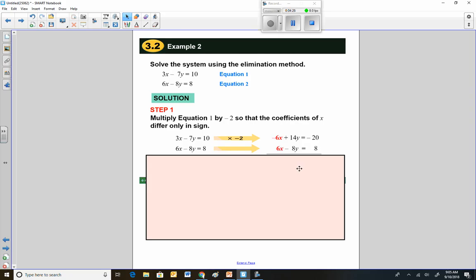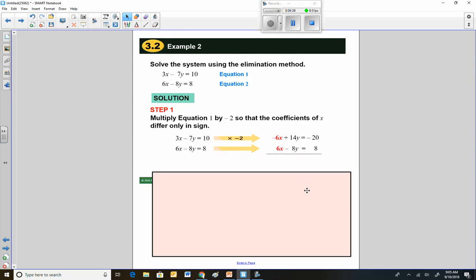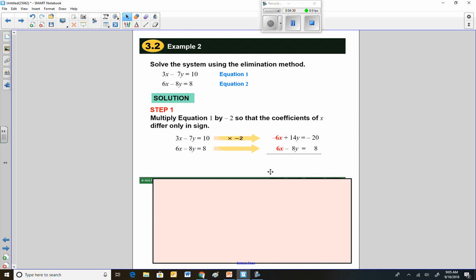Add 14y and negative 8y, and you'll get, they don't have it, so I'll write it myself. Okay, so this is 0. This becomes a 6y. And then, don't forget your equal sign. Negative 20 plus 8, you get negative 12, right? Okay, so now divide both sides by 6, and y will equal negative 2.